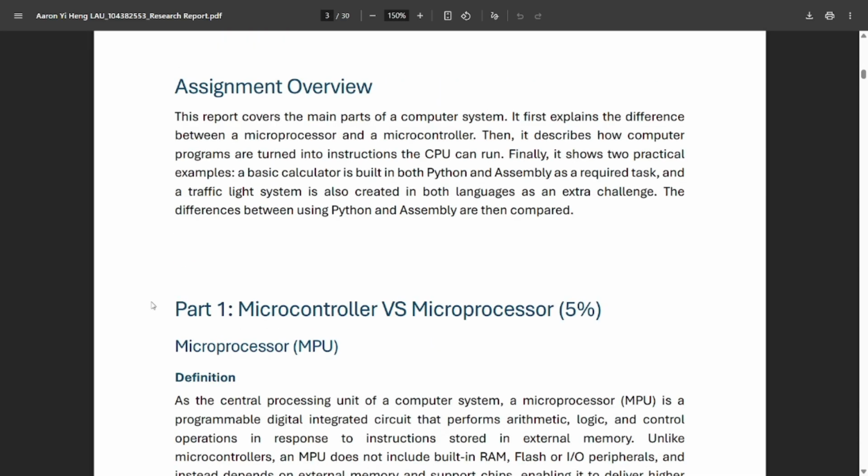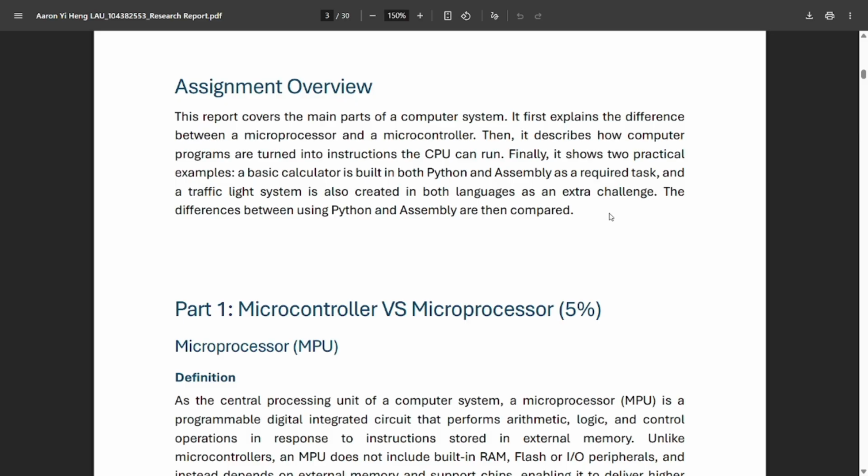In this presentation, I'll be walking through three major areas covered in the report. First, I'm explaining the key difference between microprocessor and microcontroller, including how they are designed and what they are used for. After that, I move on to how a program written in a high-level language is translated into instructions the CPU can actually understand. And finally, I'm presenting two practical implementations, a basic calculator and a traffic light control system, which is a research challenge. It's built in both Python and assembly.